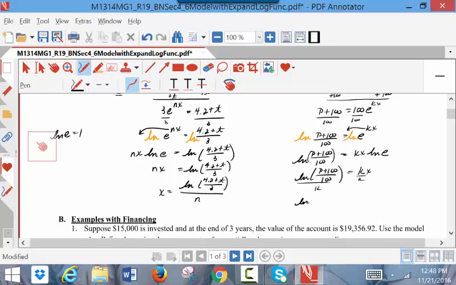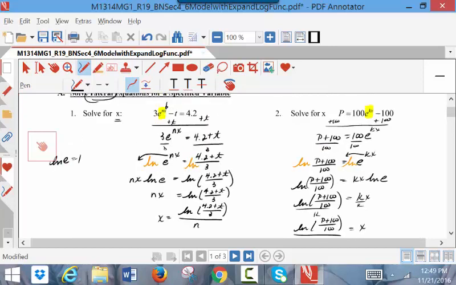So we have the natural log of (p plus 100) over 100, all divided by k being the value for x. So we have solved specifically for the variable x. Okay, so it's really just giving you some practice with how to solve an exponential equation like that. Again, isolating the exponential term so that then you can use the natural log on that term.